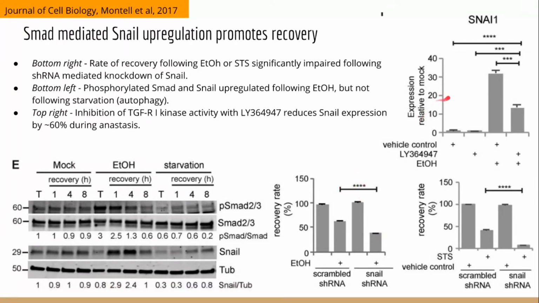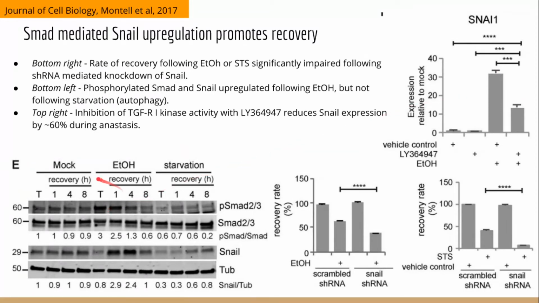In the top right panel, we see that inhibiting the TGF-beta receptor using a small molecule, Li36447, which inhibits the TGF-beta receptor. When you inhibit the TGF-beta receptor, in these two bars to the right, which are the interesting bars, ETOH is present in both. We see the recovery rate, or the expression of snail, drops to around 10% from 30% relative to the mock control. So in other words, the TGF-beta receptor is critical for the expression of snail.